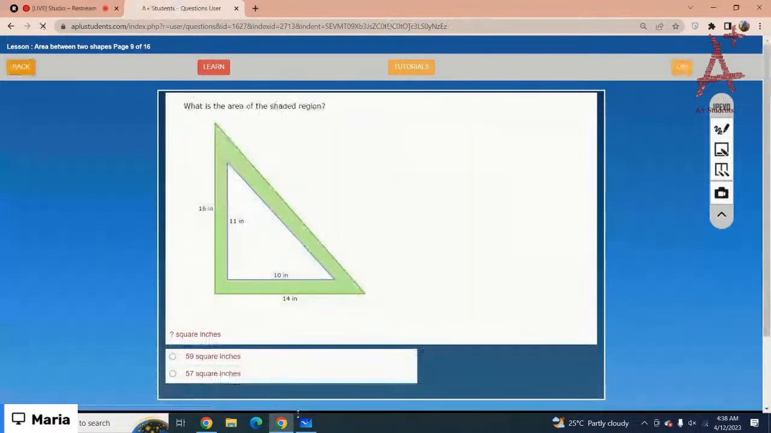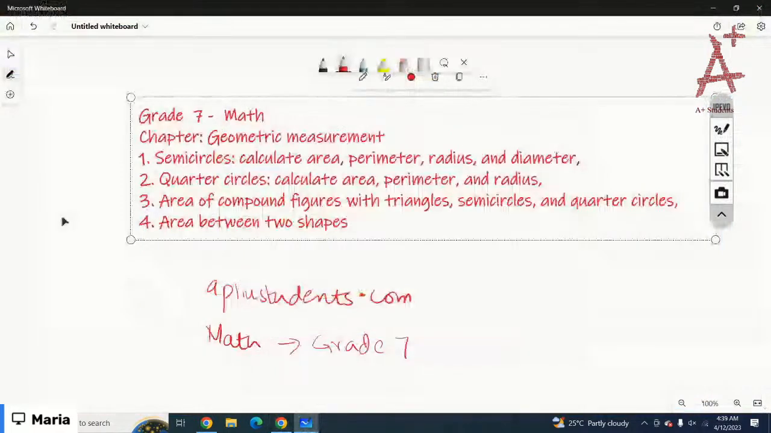So we were working on grade 7 maths, geometric measurement. Lessons we have covered are semicircles, calculate area, perimeter, radius, and diameter. Quarter circles, calculate area, perimeter, and radius. And area of figures with triangles, semicircles, and circles. And the one we just completed is area between two shapes.